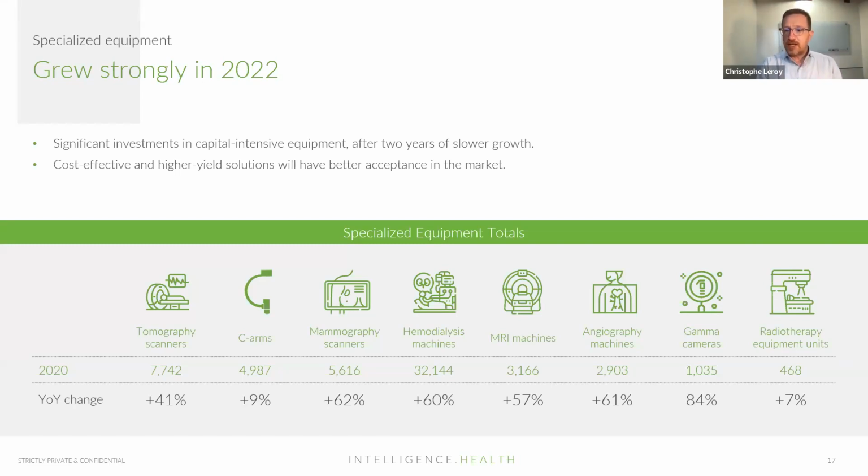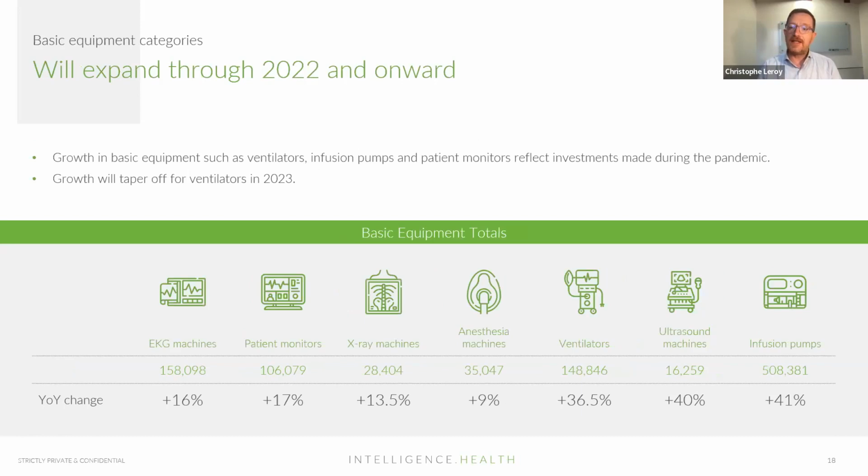Now, just as we looked at specialized equipment, let's look on the next slide. What can we expect in terms of some of the more basic equipment totals? Here you'll see that the growth levels by equipment type are somewhat less aggressive than on the previous slide. However, we're talking about a much higher penetration level. So if we just take an example of the patient monitors, there are over 100,000 units already installed across hospitals in the region. What are the implications here?